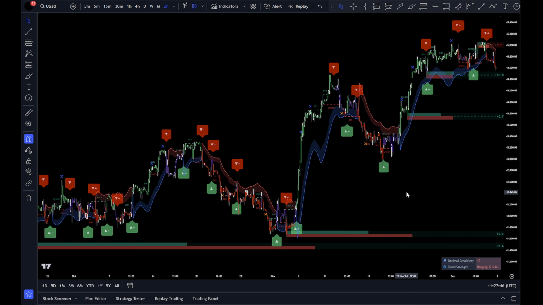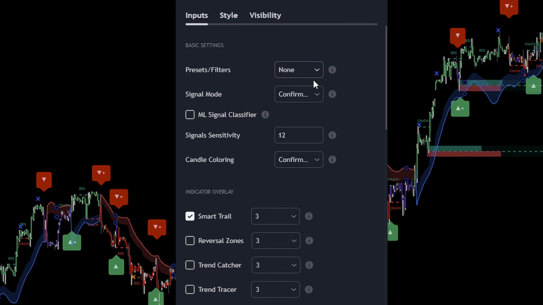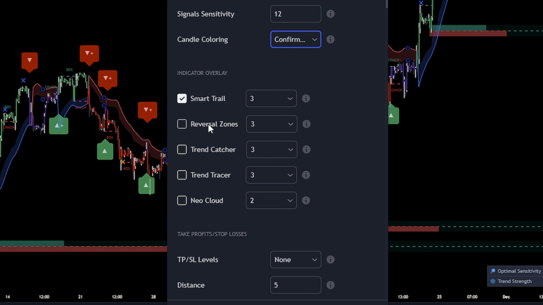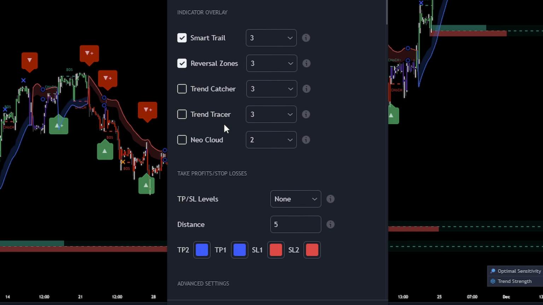Let's now adjust the indicator settings to optimize them for our strategy. We'll start with the Signals and Overlays indicator. For this strategy, we'll use the confirmation signals along with candle coloring. In the Overlay section, keep the Smart Trail enabled and also enable the reversal zones. Next, scroll to the advanced settings.